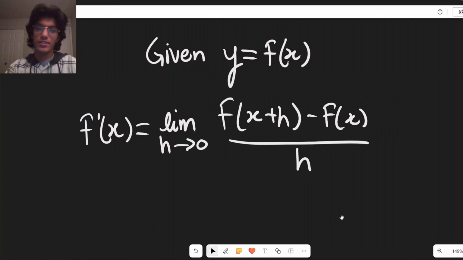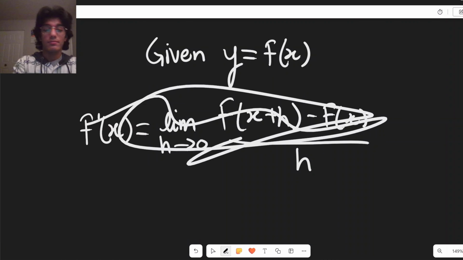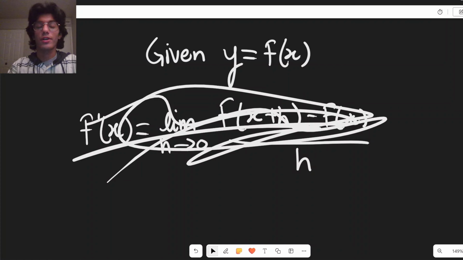Here is the definition of a derivative. Given y equals f of x, the derivative of f of x equals the limit as h approaches 0 of f of x plus h minus f of x over h. What did I just say? Don't worry about this. This is just fancy math work. I think what's better is that I show you some visual representation so you can better understand what this actually means. So let's get to that.